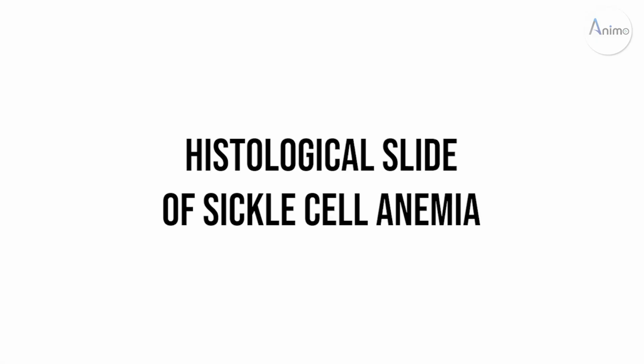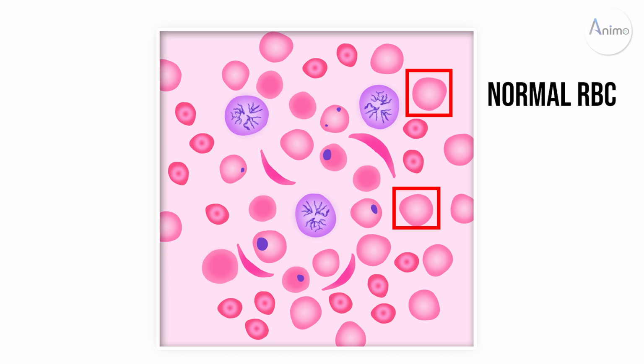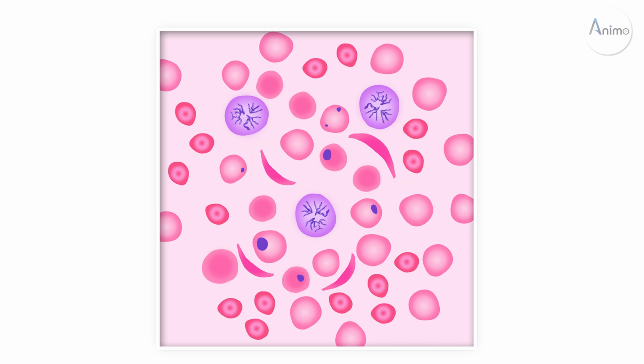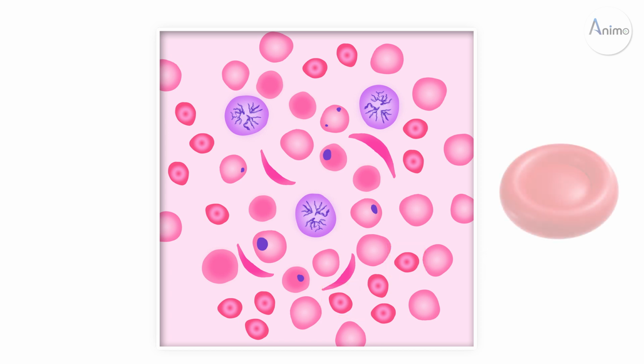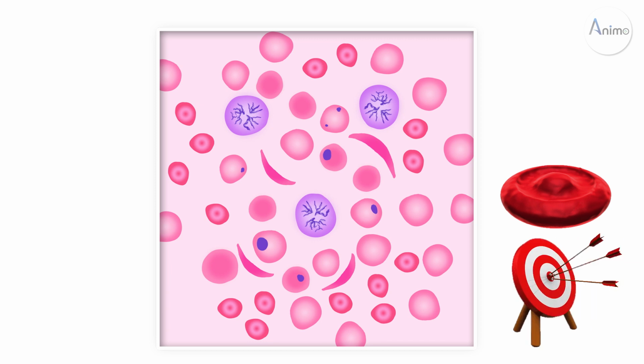So now let's talk about the histological slide of sickle cell anemia. This is the histological illustration. Now you see, these are the normal RBCs. These are the sickle shaped cells. As you can see, these look like sickles, and these specific cells are target cells. The exact cause of formation of these target cells is not known, but due to the abnormal hemoglobin chain, the biconcave shape of RBCs shows a central bulge, which causes these cells to look like a target. That's why they are called target cells.